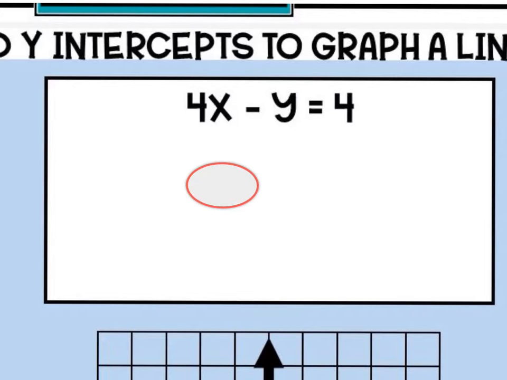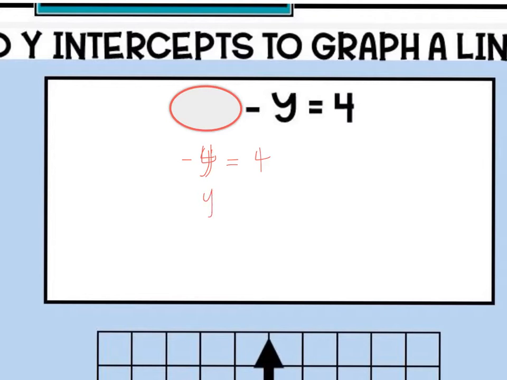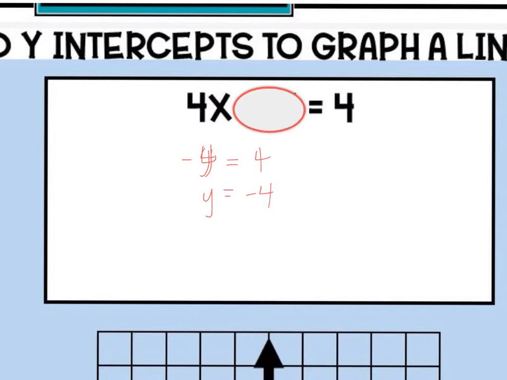Alright, so if I'm going to do the cover-up method, I'm going to cover up that part, and that's going to give me negative y is equal to 4. Take the opposite of everything, that's y equals negative 4. And we move this over, and we get 4 times something is equal to 4. Divide both sides by 4, you get x is equal to 1. So now let's zoom out and graph this.